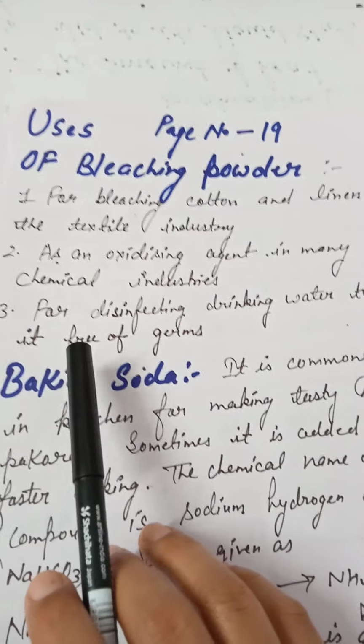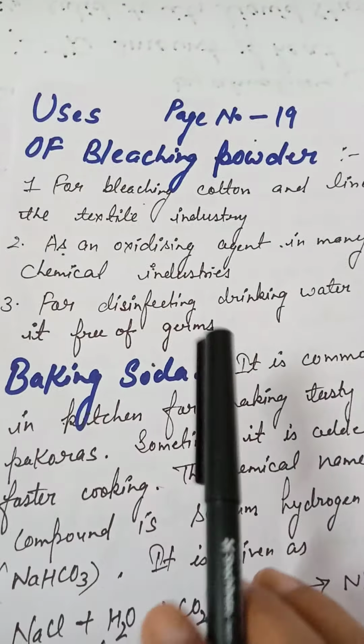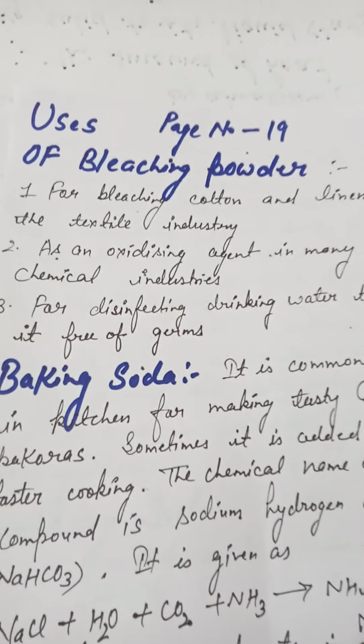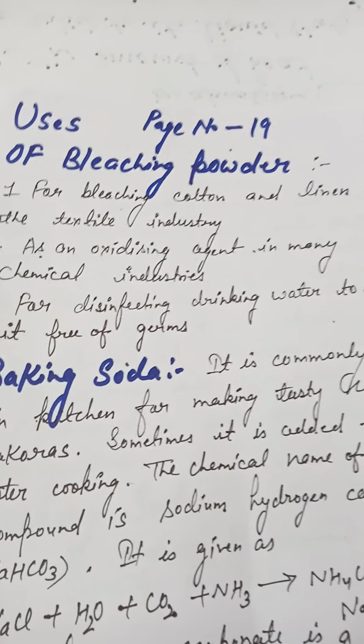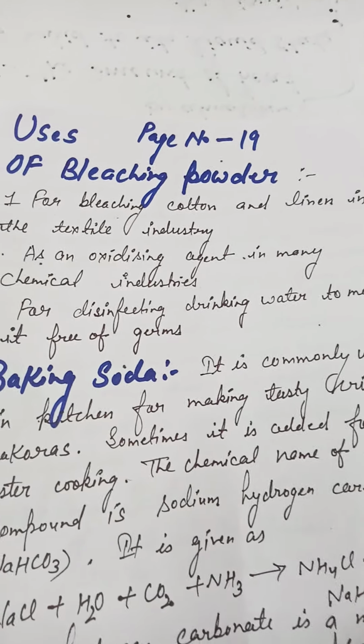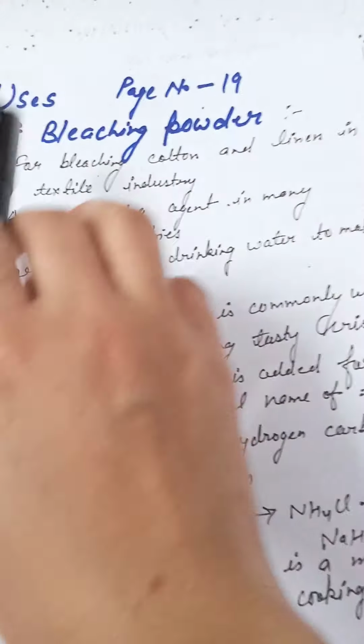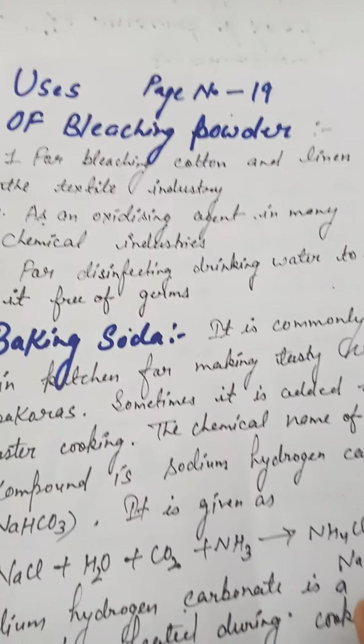And the third use is for disinfecting drinking water to make it free of germs. Now what do you mean by disinfectants? Disinfectants are the chemical agents which are used to remove germs from substances or drinking water. So these are the different uses of bleaching powder.